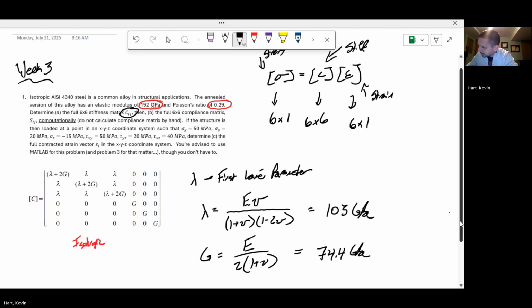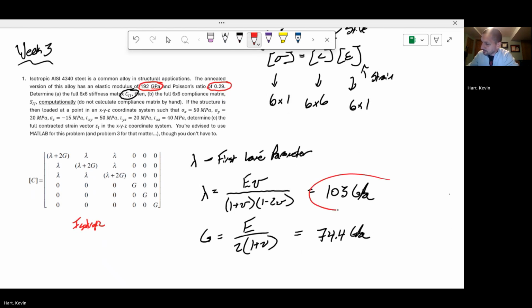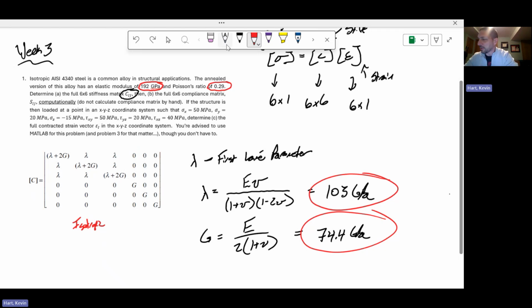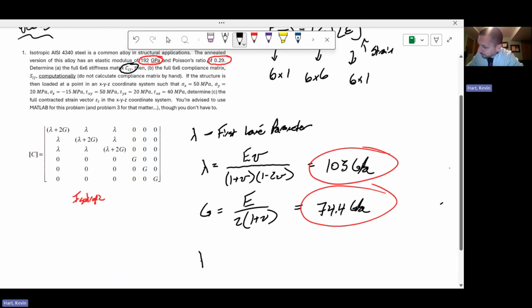All right. Once you have these two, you can punch them into this 6x6 and calculate the stiffness matrix C. I'm not going to write the whole thing out here. I assume that you can do this simple basic math to fill in the entries of this stiffness matrix. If you really need some help here, lambda plus 2G is one of the main entries on the diagonal. You see it in the 1,1, 2,2, and 3,3 positions.